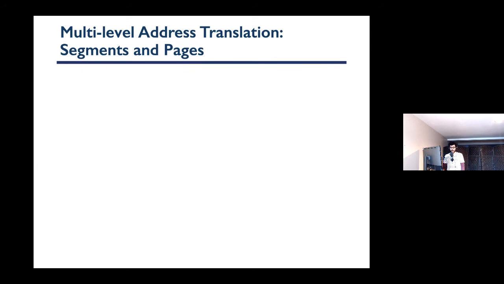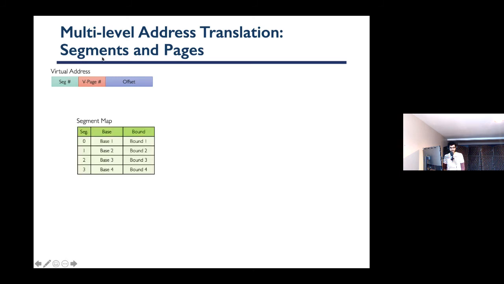Now we can actually combine segmentation and page tables to get something called multi-level address translation. So the idea is very similar to a two-level page table. Now instead of having the first level page table pointing to second level page tables, we can use segmentation. Segmentation was a good idea to have segments in our virtual memory. And now we can divide each segment into pages.